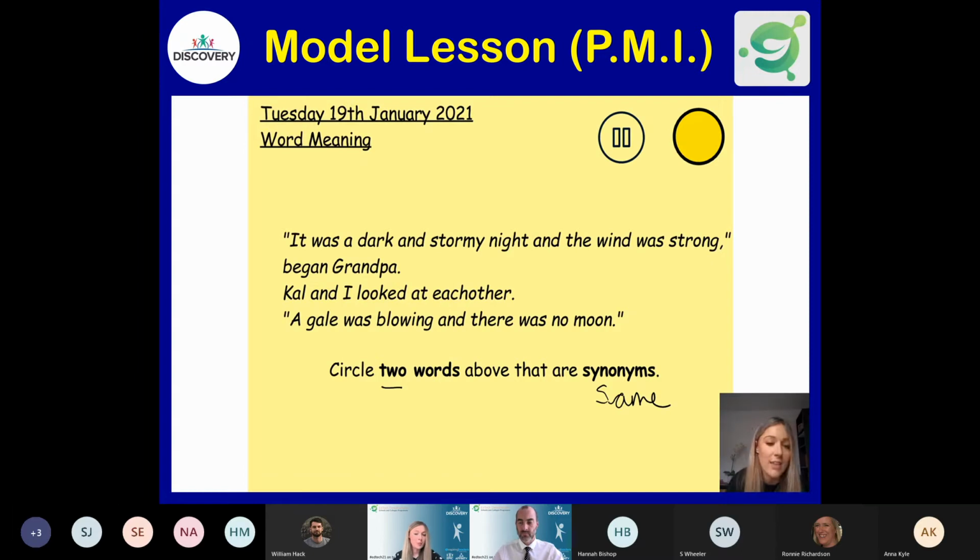Okay, let's have a look together then. So it was a dark and stormy night and the wind was strong, began Grandpa. Cal and I looked at each other. A gale was blowing and there was no moon. Okay, so I can see the two words that mean the same are wind and gale. And I know this because if I replace this word wind with gale, does it make sense? It was a dark and stormy night and the gale was strong. Yes, it does. And what about this one? If I replace it with wind, does it make sense? A wind was blowing and there was no moon. Yes, so I know that these words are synonyms. They mean the same.